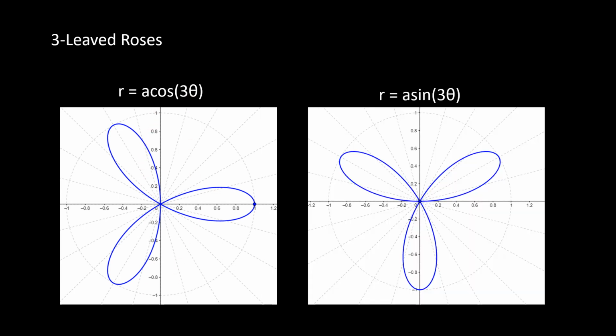Next are the 3-leaved roses. r equal to a cosine of 3 theta and r equal to a sine 3 theta. So it's obvious why it's called a 3-leaf rose. There are 3 leaves or petals to our rose. Notice also the coefficient of theta is equal to 3.